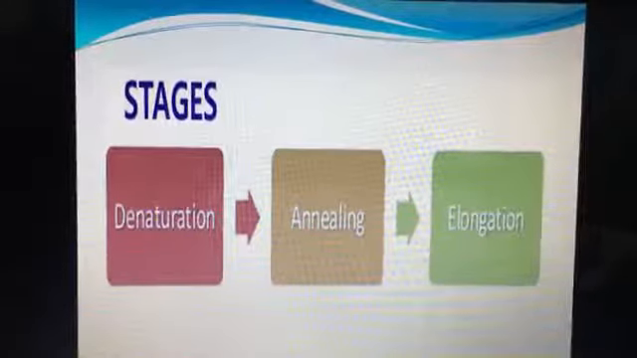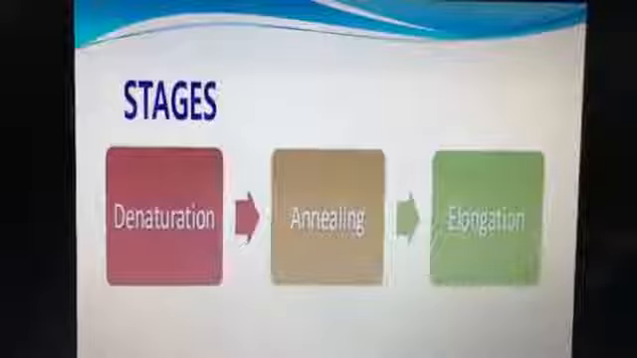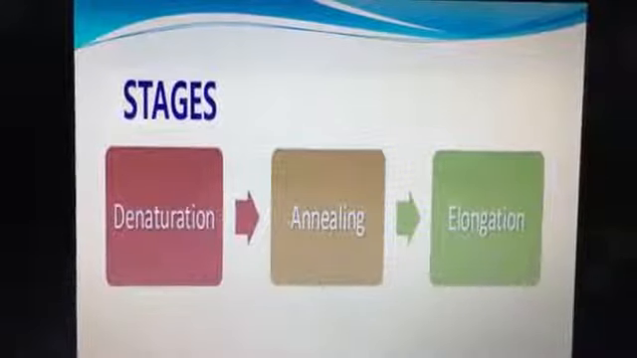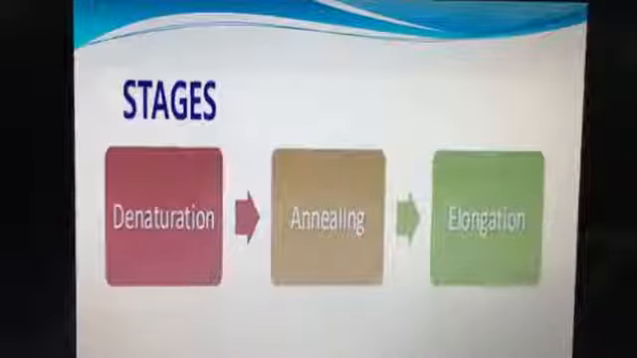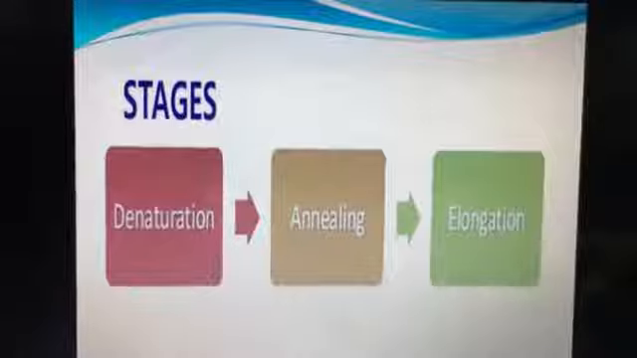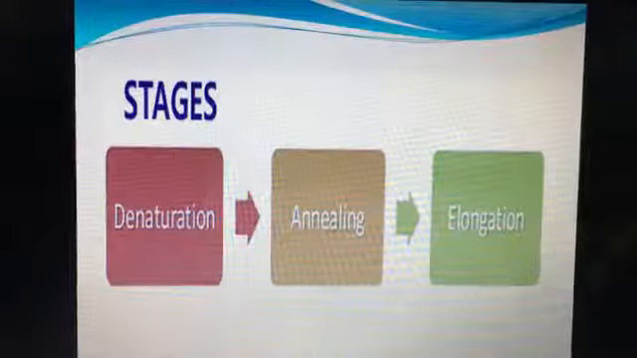The process of PCR is divided into 3 stages. First one is denaturation, during which unwinding of target DNA occurs. Annealing, it is joining of primer at 3' end of DNA. And last one, elongation, that is polymerization. It is the addition of nucleotides with the help of Taq polymerase resulting in complete DNA.